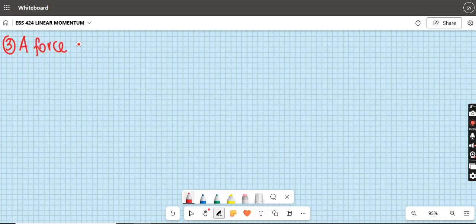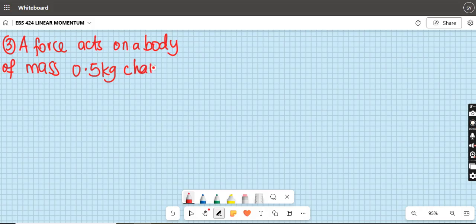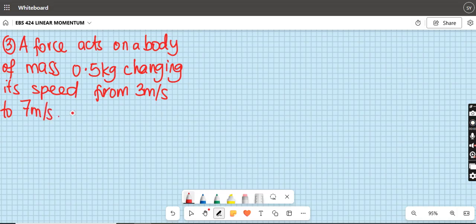A force acts on a body of mass 0.5 kilograms, changing its speed from 3 meters per second to 7 meters per second. What is the change in momentum?